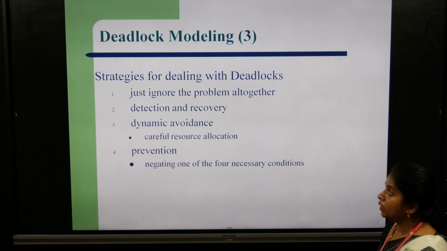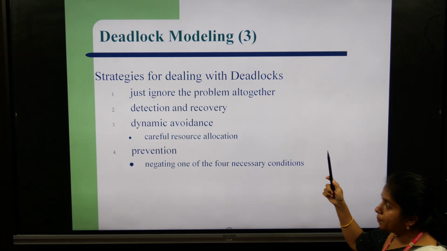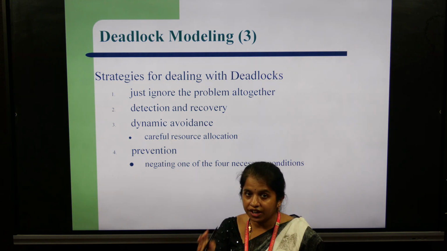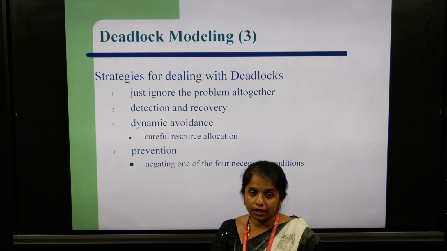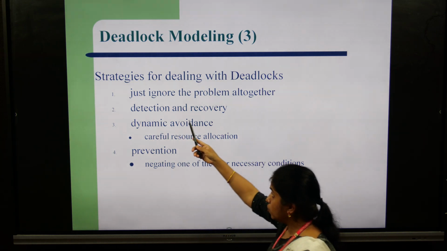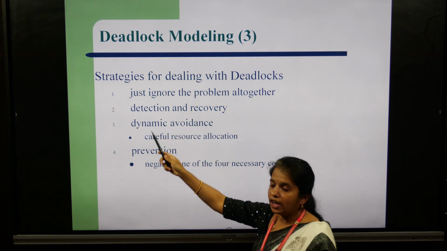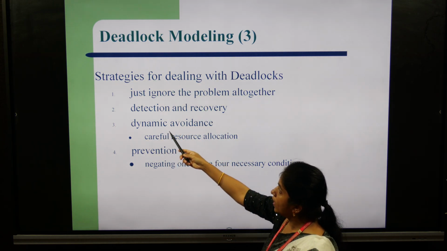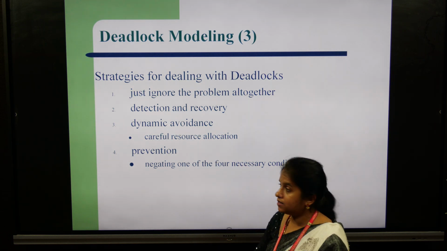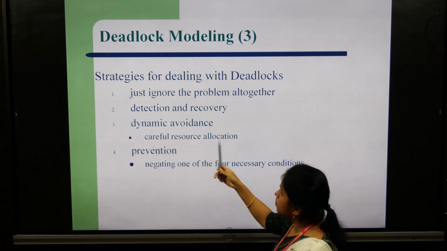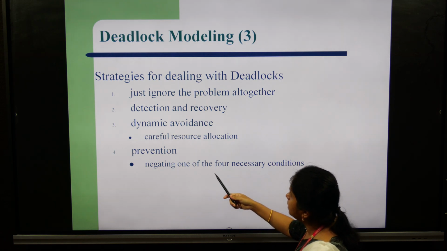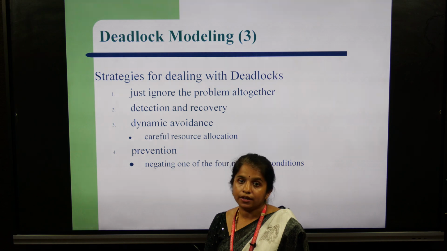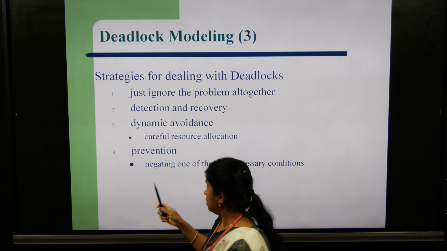Strategies for dealing with deadlocks. Just ignore the problem altogether. If it is a situation where the circular wait isn't possible or there is no issue with deadlock, then you can just ignore the problem. And you have two concepts there, detection and also recovery. And the third one is dynamic avoidance, which is also present: careful resource reallocation. Prevention: negating one of the four necessary conditions. Okay, one condition can be removed from the deadlock necessary conditions.